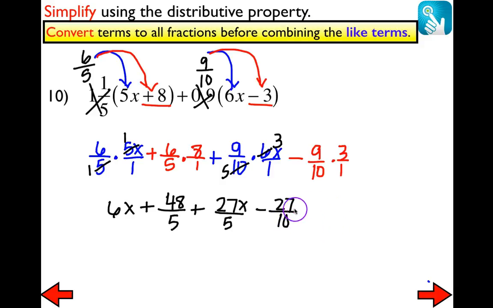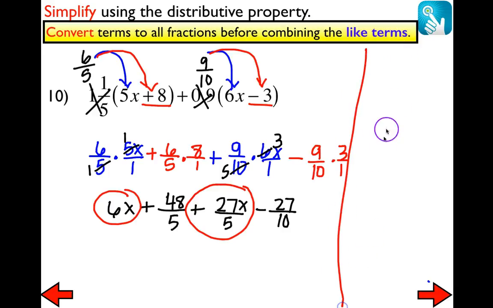So now you're going to have to combine like terms. Unfortunately, it's not nice and neat, but it's doable. So let's go ahead and combine a 6x with a positive 27x over 5. So I'm going to go ahead and do that off in my side work. We're going to put 6 over 1 plus 27 over 5.